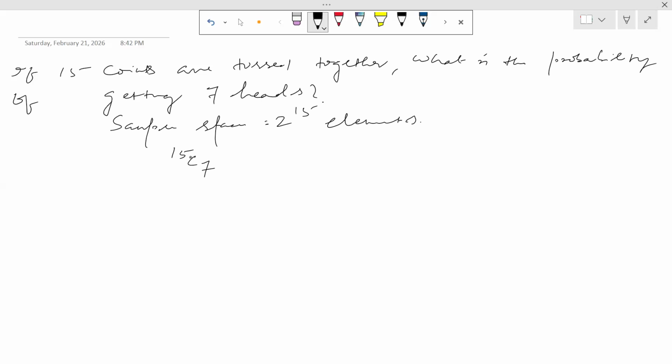Now, what we are asked to calculate is the probability of getting 7 heads. So you will write probability of 7 heads is equal to 15C7 upon 2 to the power 15. Is it clear? Is there any problem? Madhusudha, is it clear? Yes, sir.